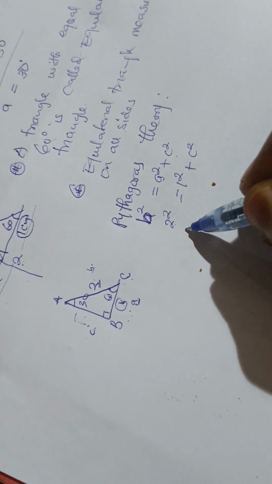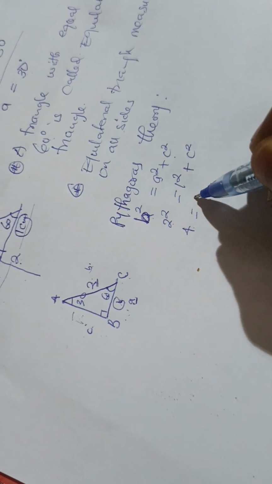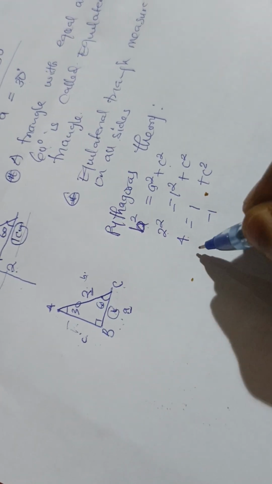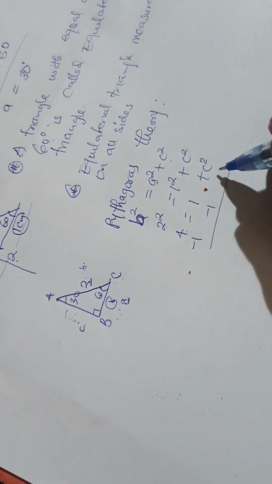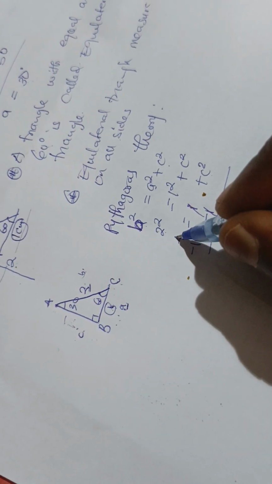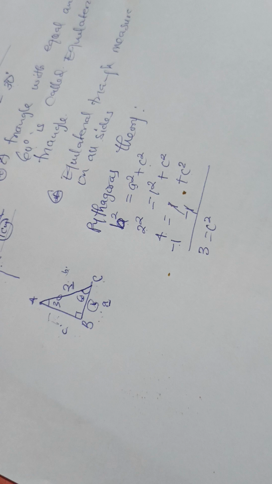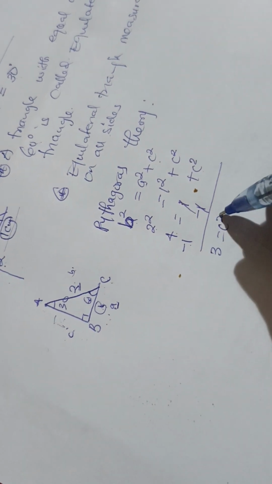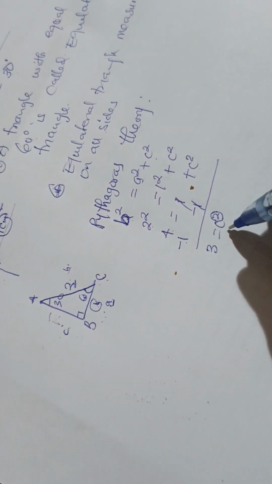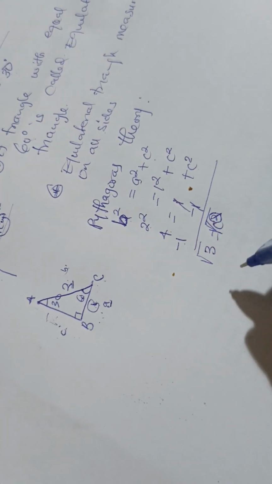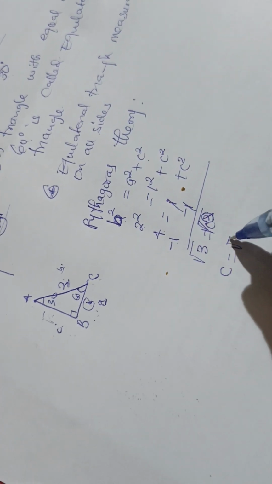So 2 squared is 4, which is equal to 1 squared, which is still 1, plus C squared again. Subtract 1 from both sides so that C squared will stand alone. 4 minus 1 will give me 3 equals C squared. In my other videos, I explained that anytime you have a square and you want to remove it, take the square root on both sides. So the square will cancel this, and C is now equal to root 3.